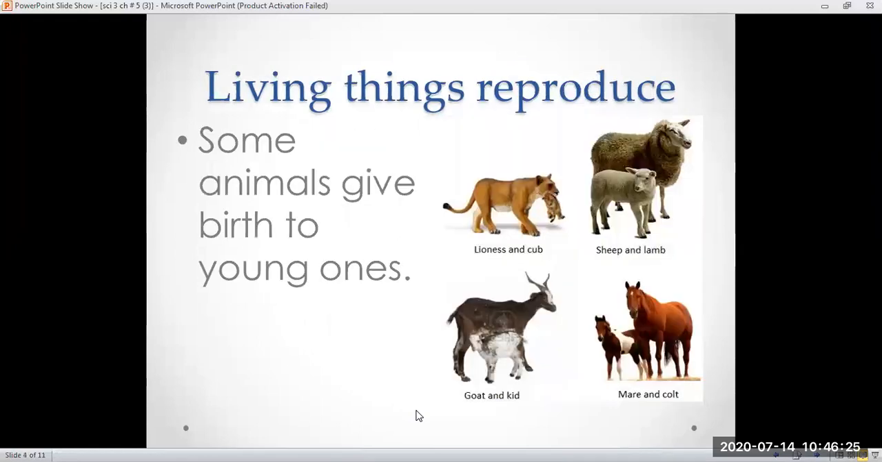Next, living things reproduce. Reproduce, as I told you, means having young ones. Some animals give birth to young ones. Those animals that give birth are many, like the lioness, the sheep, the goat, the mare. These animals give birth to young ones.